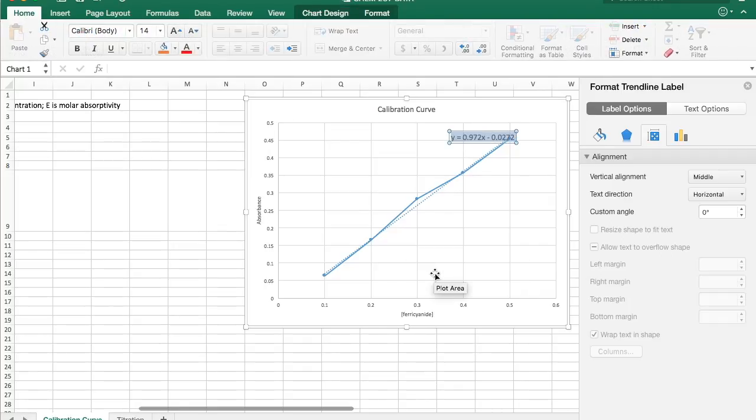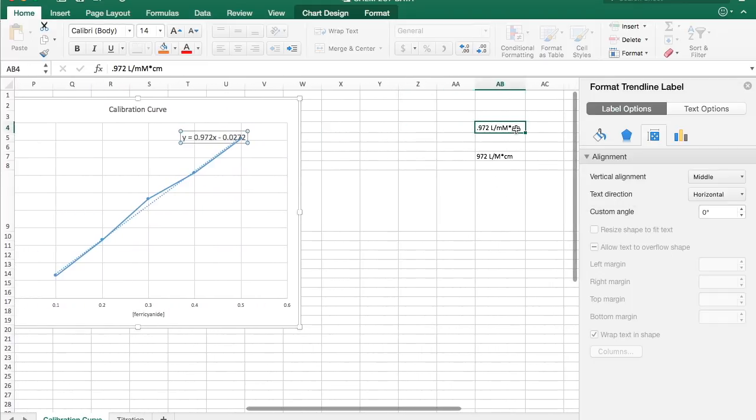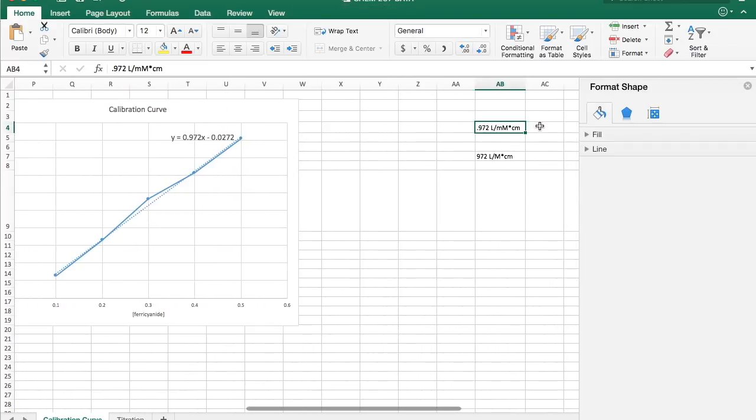There we go. Cool. So the slope, as we see there, is 0.972. Great. Cool. So there we go. Keeping in mind units though, and typically the extinction coefficient is reported in units of liters over moles times centimeters. We'll have to do a little multiplication, get rid of the millimolar, and that is our answer.